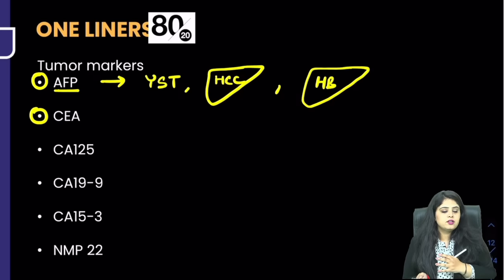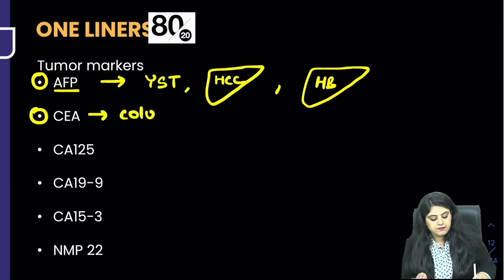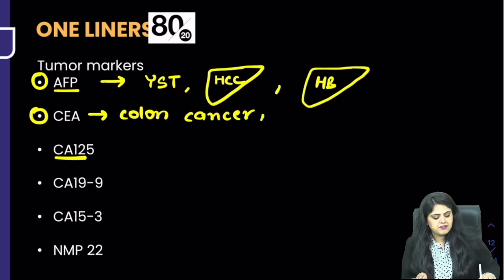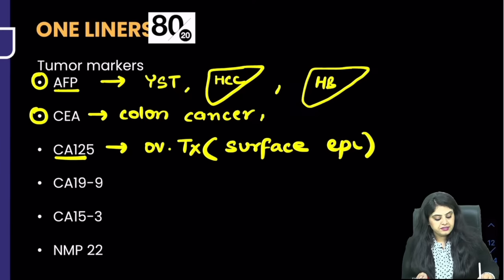Carcinoembryonic antigen. There are a lot of tumors. Tell me the one tumor coming to your mind most importantly. Most importantly, I will always think of colon cancer. After that, of course, there's stomach cancer also, lungs, pancreas, so many of them. But colon cancer has to come to my mind. CA125, I'm not going to ask you. Of course, it's going to be ovarian tumors. But which ovarian tumors? We all know they are surface epithelial tumors, right?